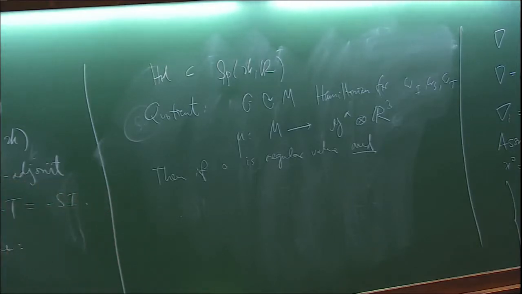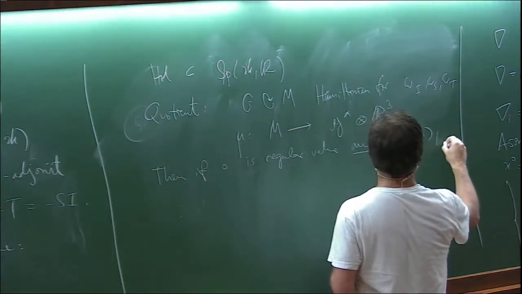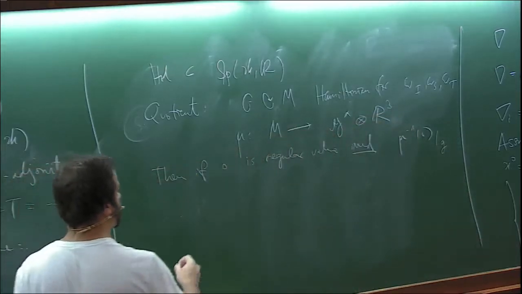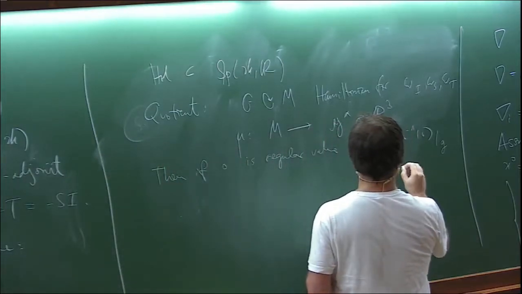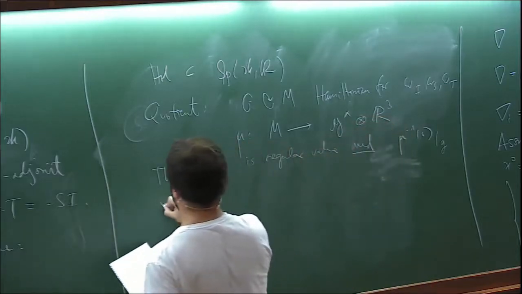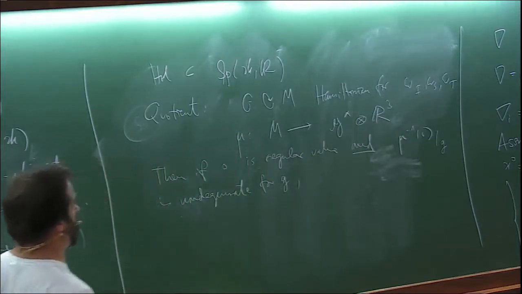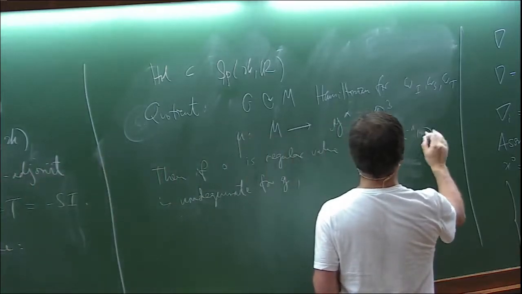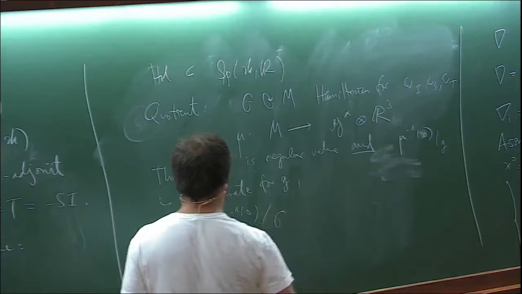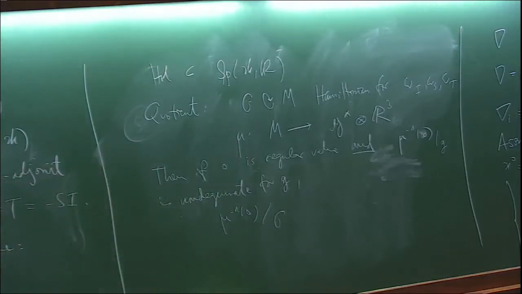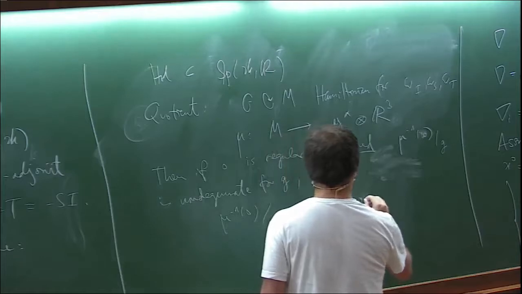So if zero is a regular value, and the metric is non-degenerate on the zero set, the cut locus, so you have to impose this extra condition, then you can form the quotient, and this carries an induced hypersymplectic structure.